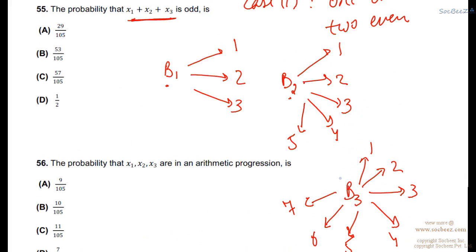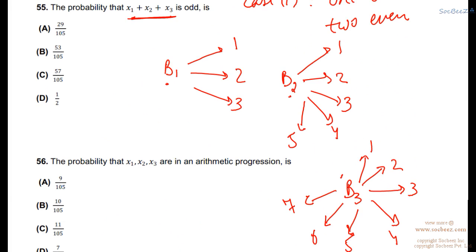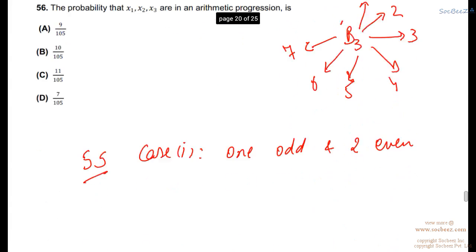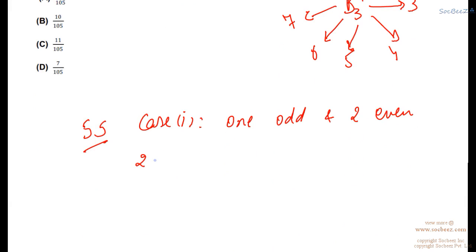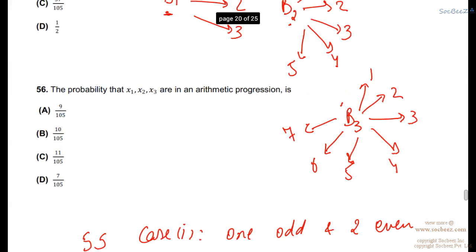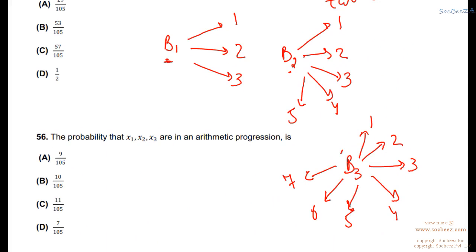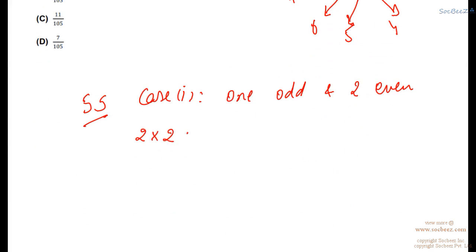Either one is odd from here, or one is odd from here, or one is odd from here, and the remaining two numbers from the other two boxes are even. So this can take place in the following ways. Suppose in the first case the odd number is from box 1, then the total number is 2 because two numbers are odd in box 1, into 2. The rest of the numbers from box 2 and box 3 are even. So the two numbers from box 2 are even, and three numbers from box 3 are even. So therefore 2 into 2 into 3.